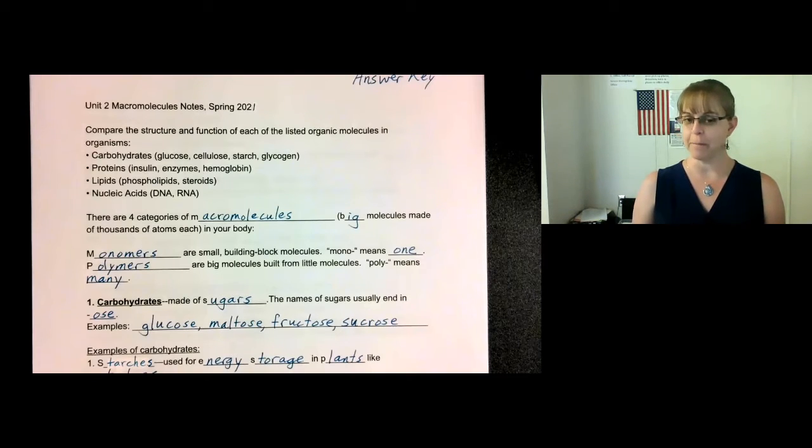Now, often macromolecules are made of monomers. Monomers are little individual building block molecules. The prefix mono means one. A way that I remember that is that if you're sick with mono, you have to stay by yourself, just one person, so you don't contaminate everybody else. So that helps me remember monomer is one unit of a molecule.